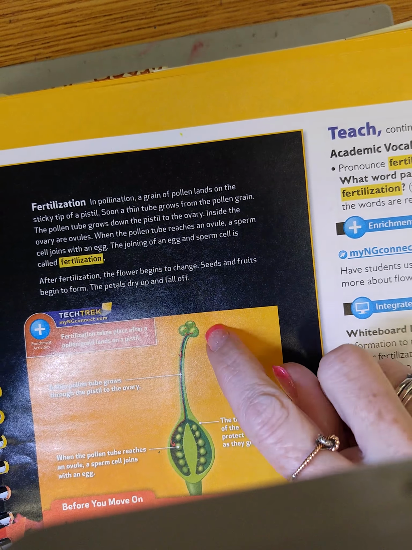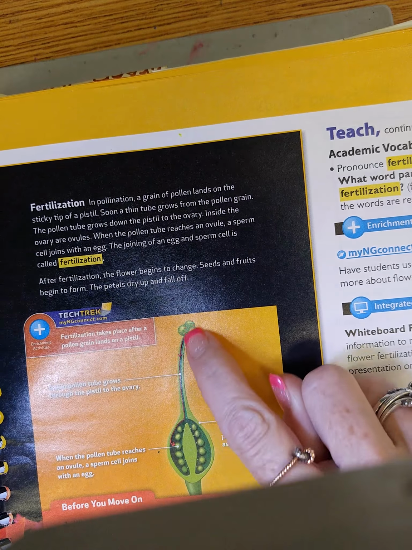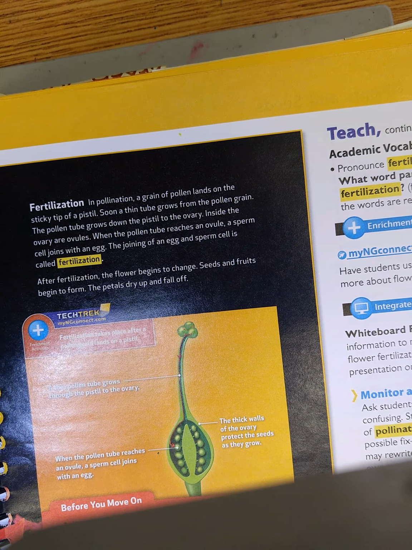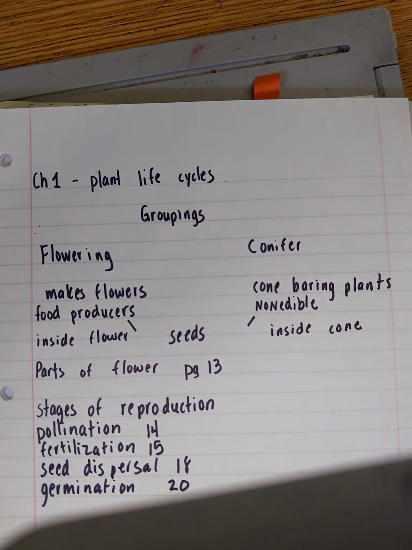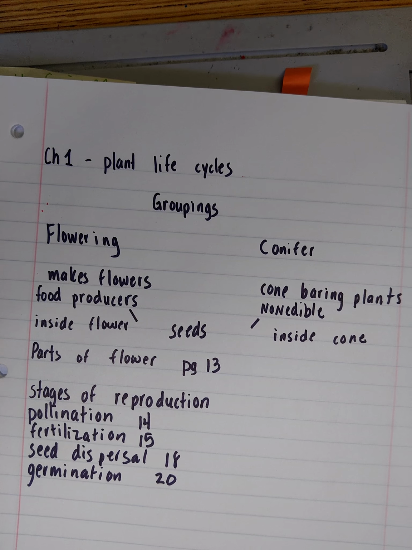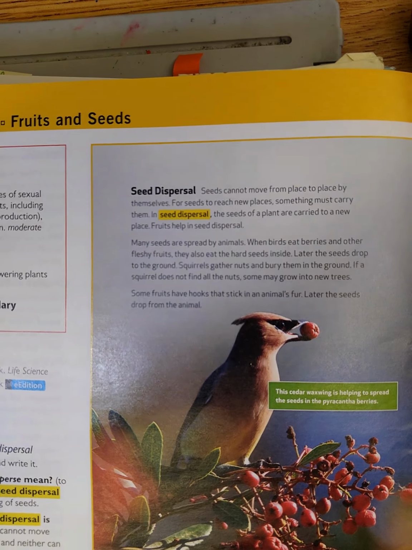And then here's the picture of this exactly. Pollen's here. It goes down the pollen tube, reaches the ovule. That is fertilization. They need to understand that. The next page is 18. And on page 18, they're talking about seed dispersal. This page is another one that's going to be a little hard to see.